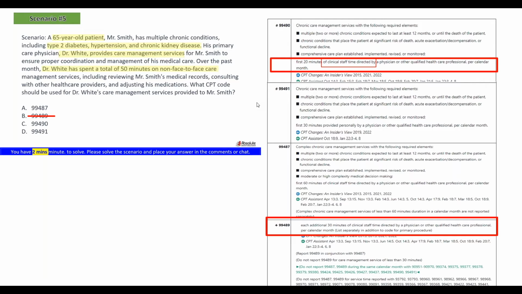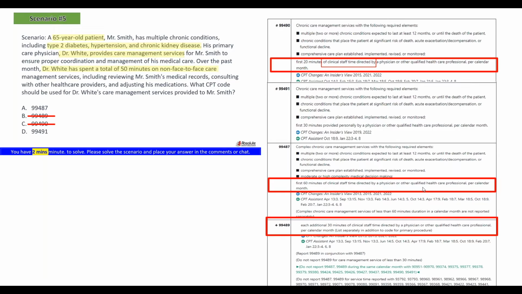And option C, 99490, is coding for clinical staff involvement which is directed by a physician or qualified healthcare professional. Have you got that one, coders? Is that clear? So option C is incorrect, and option A as well, because that is also coding for complex chronic care management services.